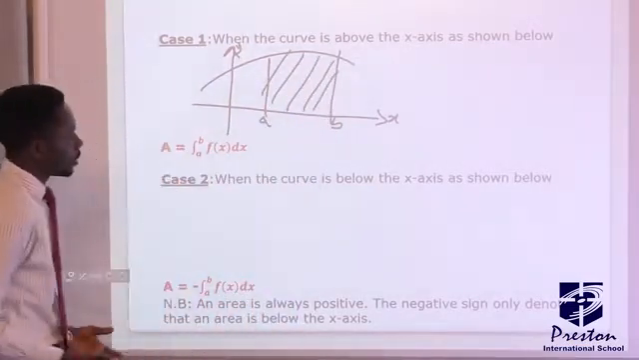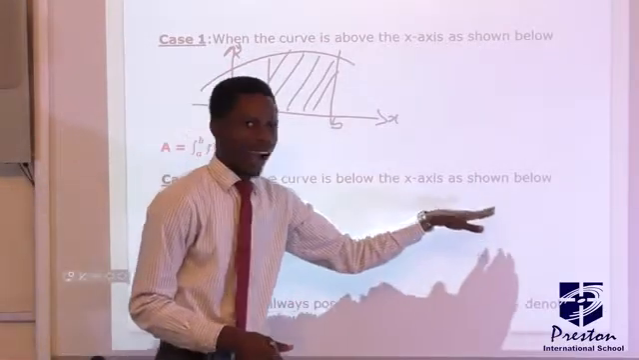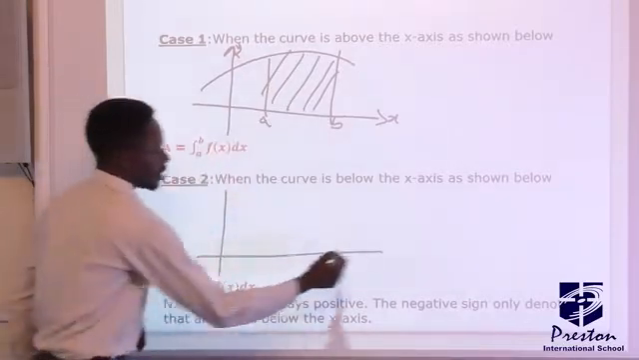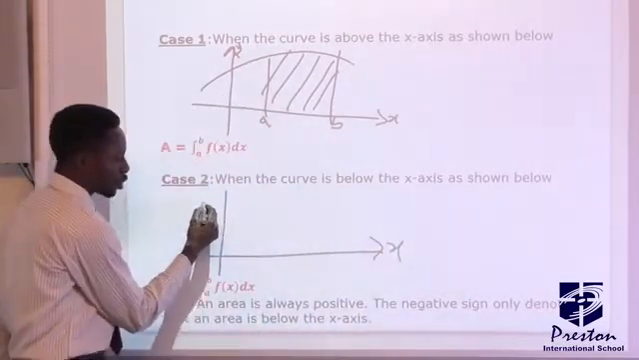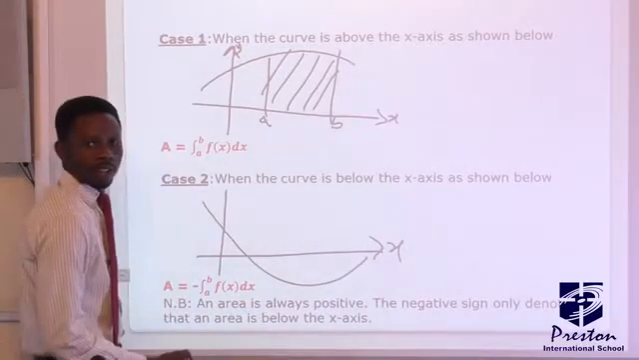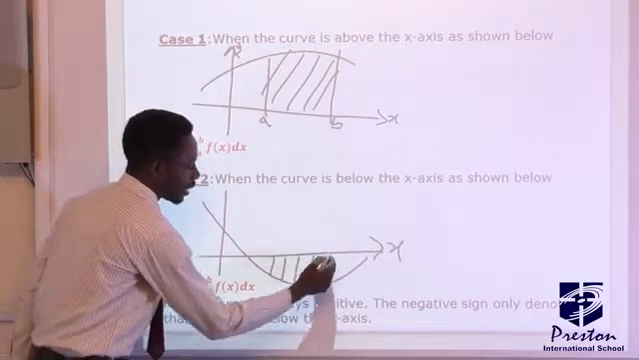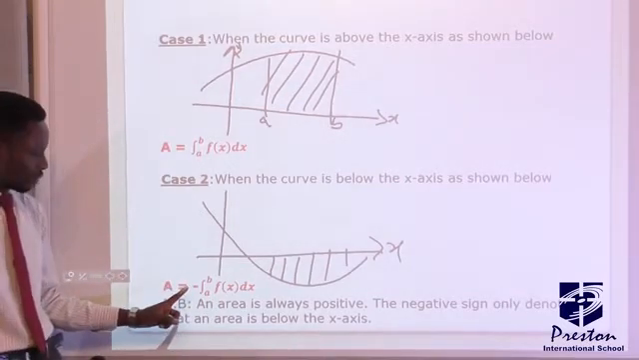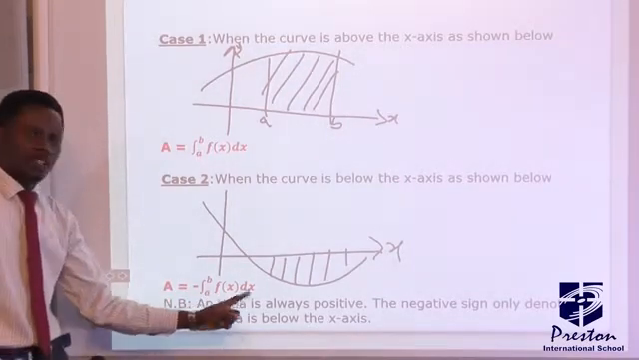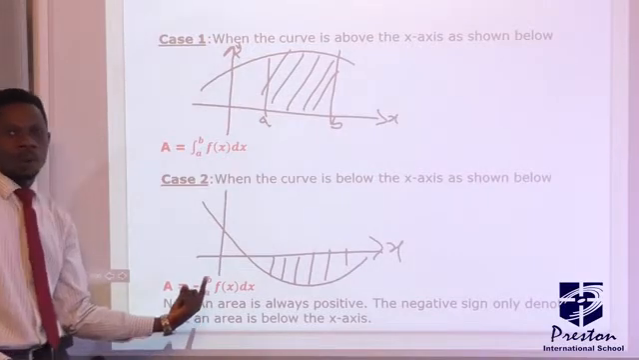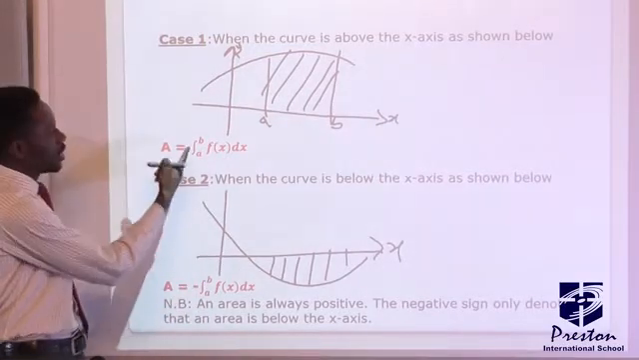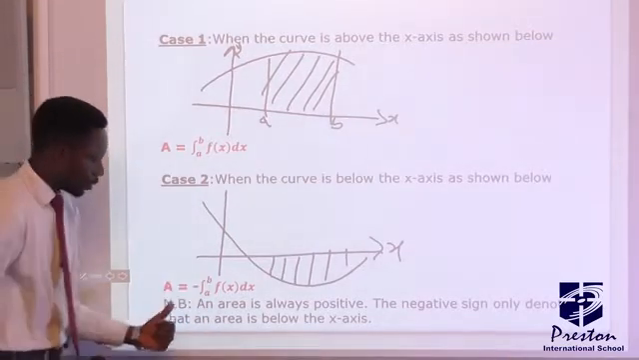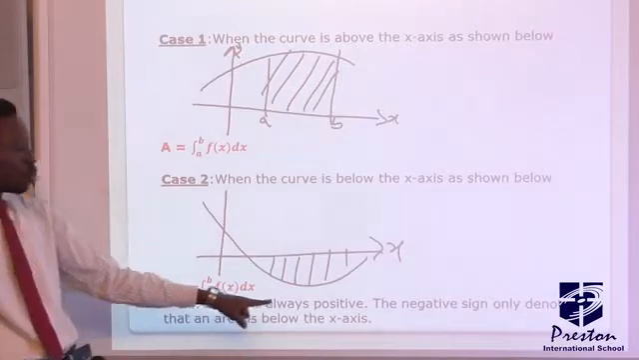Then we have the second case, which is when the curve is below the x-axis, as we are going to be seeing here. Now let's say this is the x-axis. We have some situation whereby we can have a curve like this. Then finding this area, what we need to put is our area is equal to negative of the integral of f of x dx from lower limit a to upper limit b. Now, what is then the difference between this and this? You just agree with me, it's just the presence of the negative sign in the second one. And you have to note that an area is always positive.